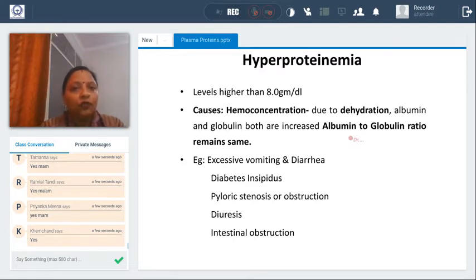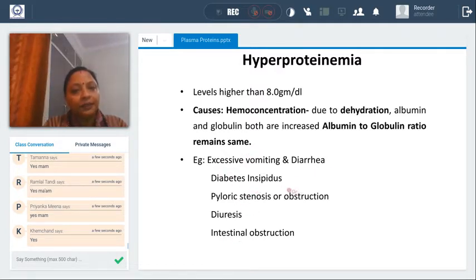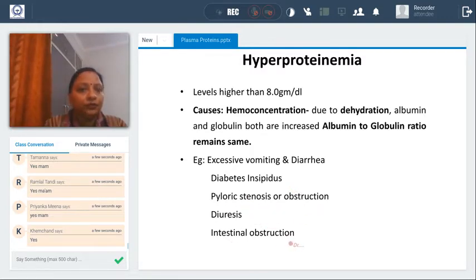Hyperproteinemia. So, what is hyperproteinemia? A level higher than 8 gram per dl of total protein. So, increased concentration of total protein is called hyperproteinemia. The cause is hemoconcentration, as I just told you in the case of hyperalbuminemia. Due to dehydration, albumin and globulin are both increased, but the albumin to globulin ratio remains the same. Examples are excessive vomiting, diarrhea, diabetes insipidus, pyloric stenosis or obstruction, diuresis, and intestinal obstruction.